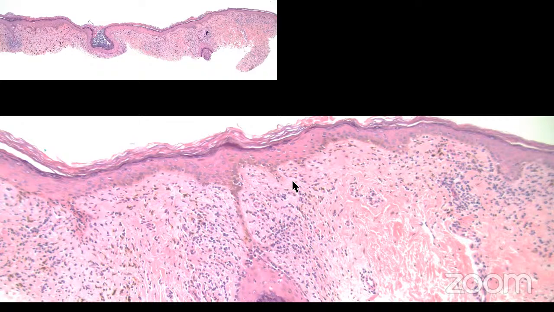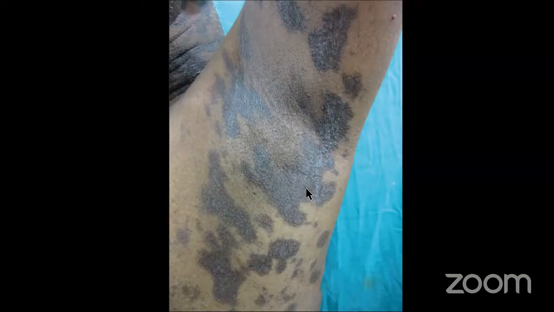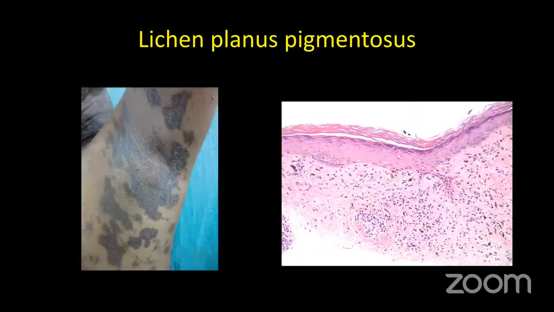And you can hopefully recognize that there is a lichenoid tissue reaction. But this naked interface could be a lot of different things. Lupus, maybe lichen sclerosus, fixed drug. Again, the pointiness of the rete might help you, but overall, it can be difficult to differentiate. But if you go to the clinical and you can see they have these really hyperpigmented patches on the intertriginous sites, then you know that this is lichen planus pigmentosus. Again, clinicopathologic correlation is key.